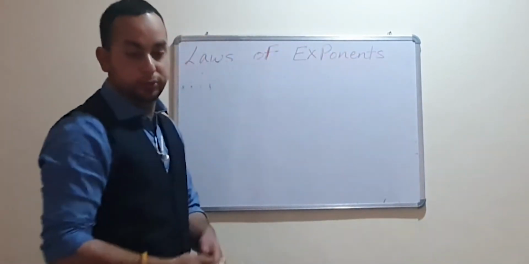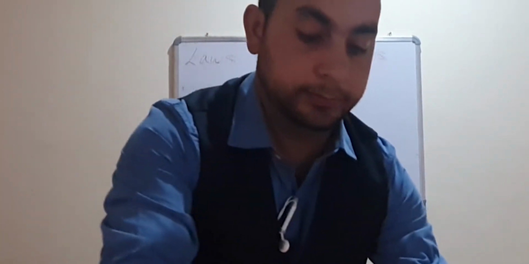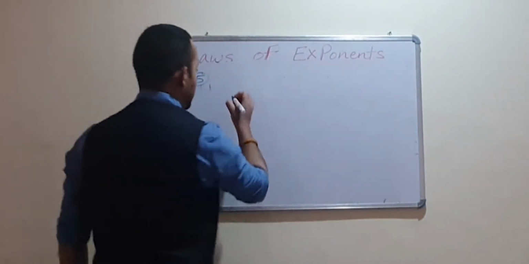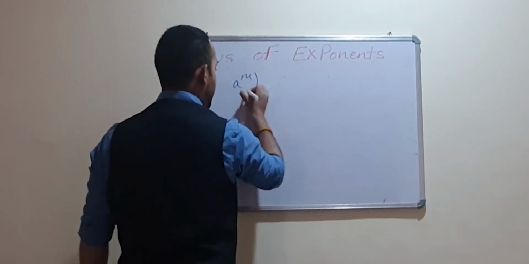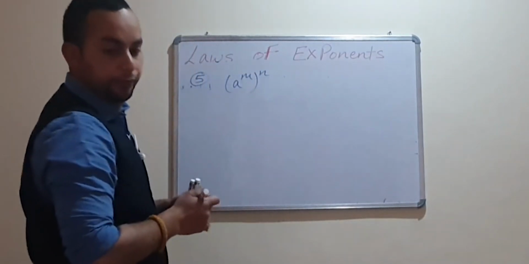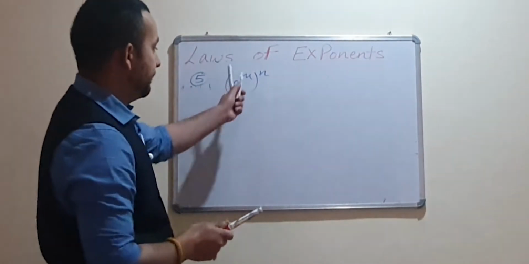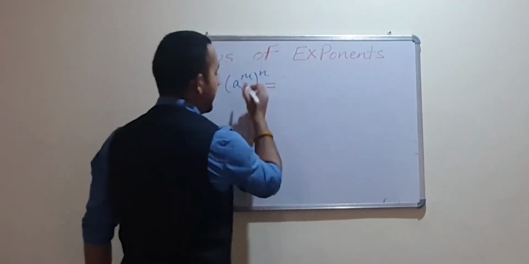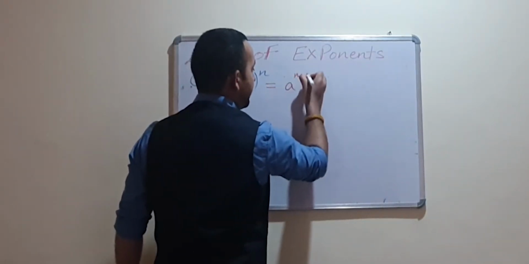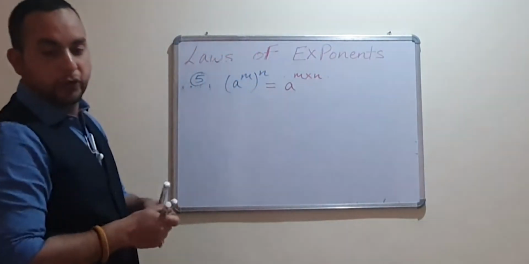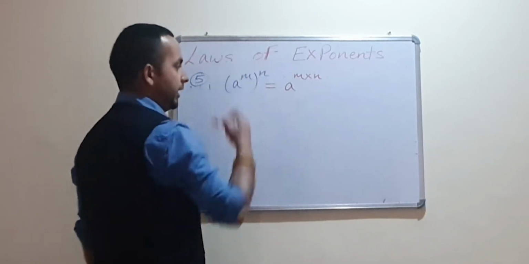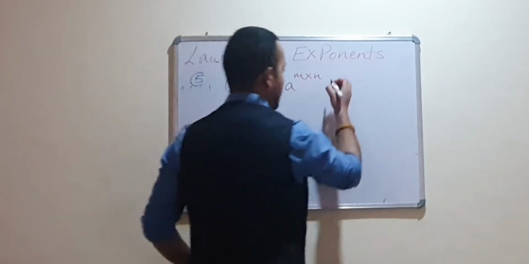Now coming to the next law. Now coming to the fifth law. The fifth law is a raised to the power m whole raised to the power n, which means power of power, right? So a raised to the power m whole raised to the power n, we can write it as a raised to the power m into n. Power of power is always multiply.